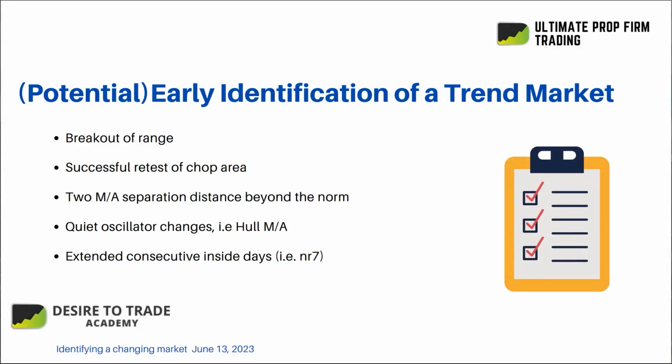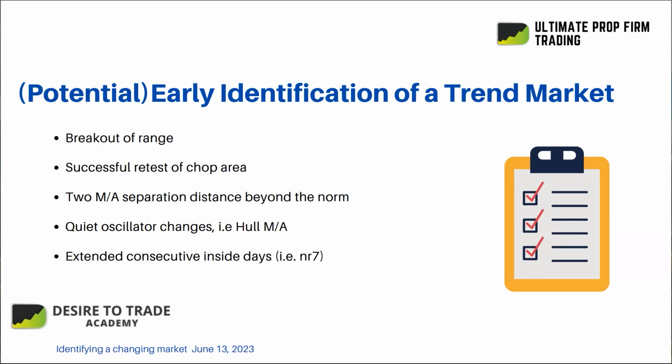So if you have a breakout, right, and it pulls back and retests that original chop area and obviously rejects it, probably not a bad idea to say, well, it's maybe not a trend market yet, but it's definitely not chopping. Okay. So these are the early hints, again, early identification.